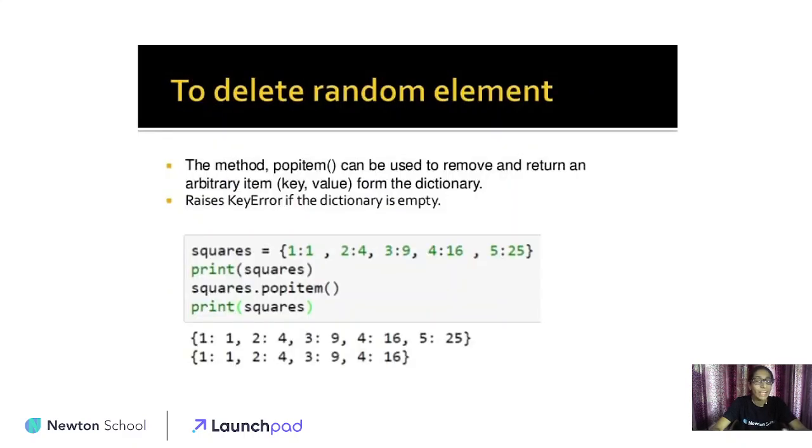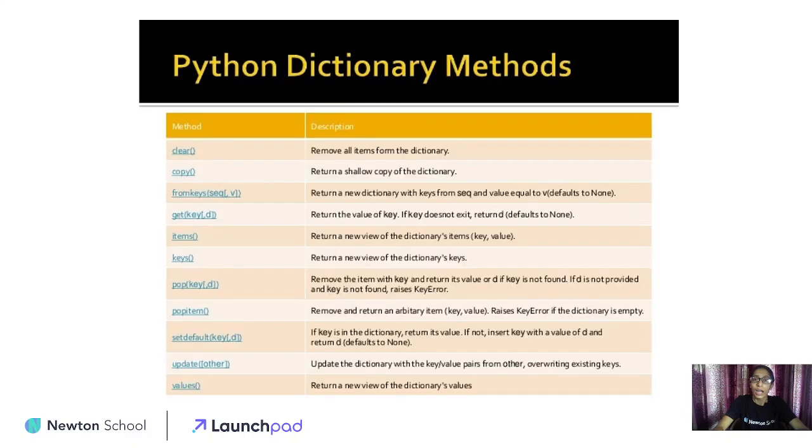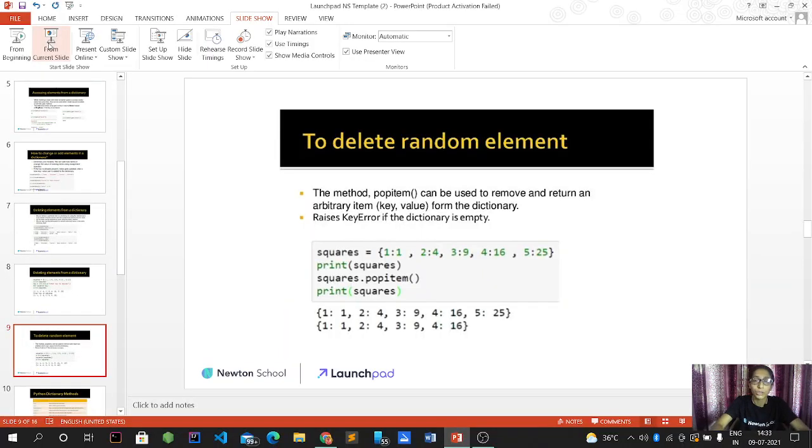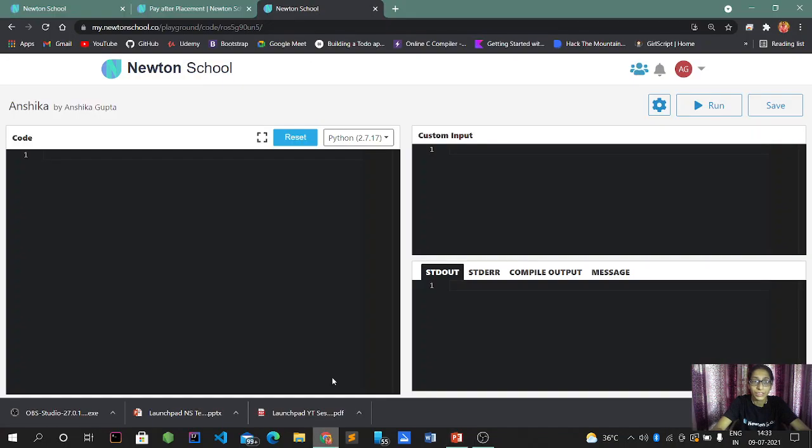So how do we delete an element arbitrarily from a dictionary? There is a method known as popitem that can be used to remove as well as return an arbitrary item from the dictionary. We don't have to remove element by element or bit by bit from the dictionary. It is just one program, the popitem method, and after that it gets you a properly emptied dictionary.